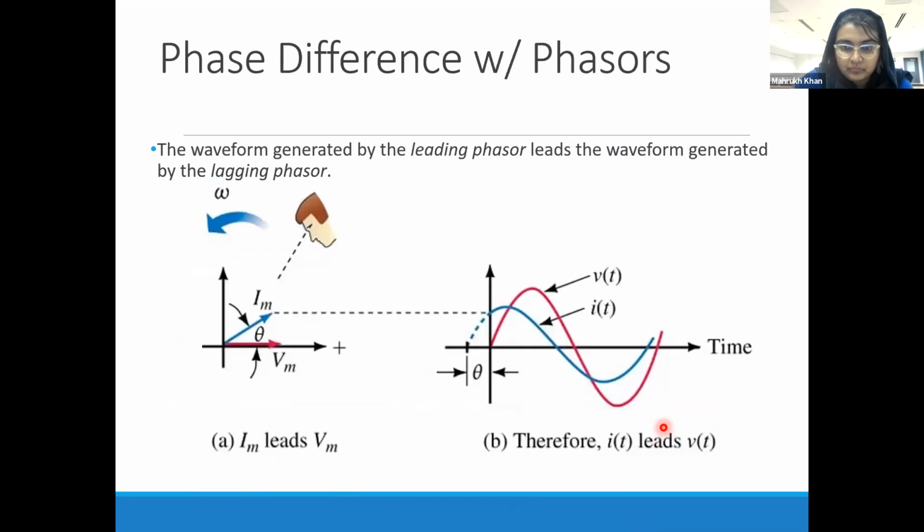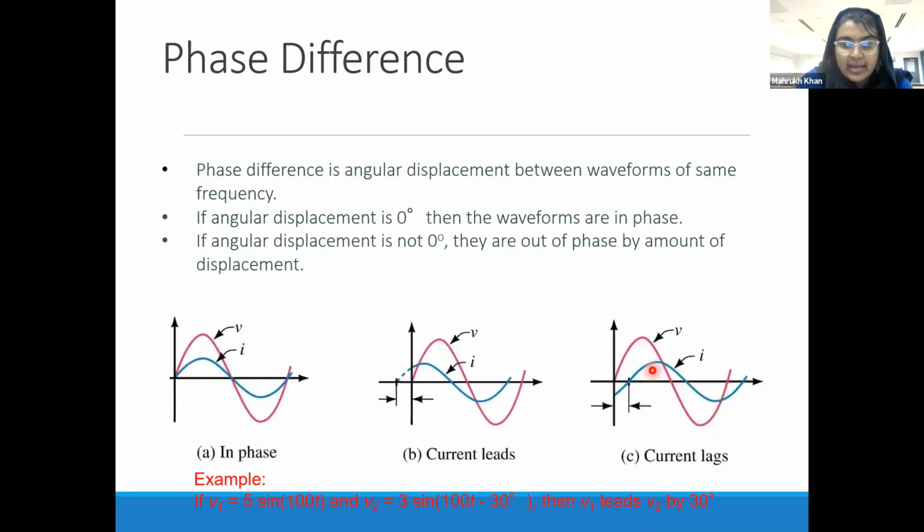Similarly, in this case, your current starts later. So in this case, this will be 100t plus 30, because this starts after the signal. Okay?